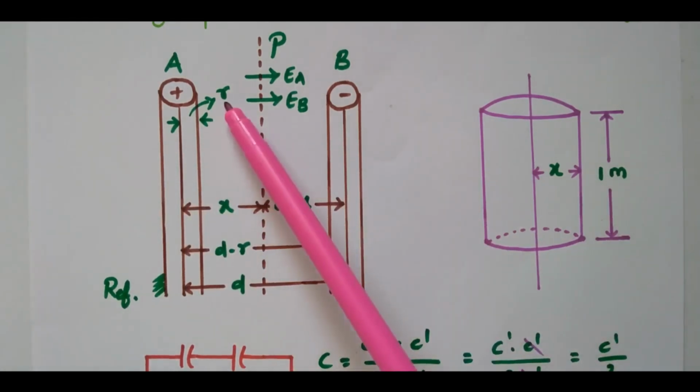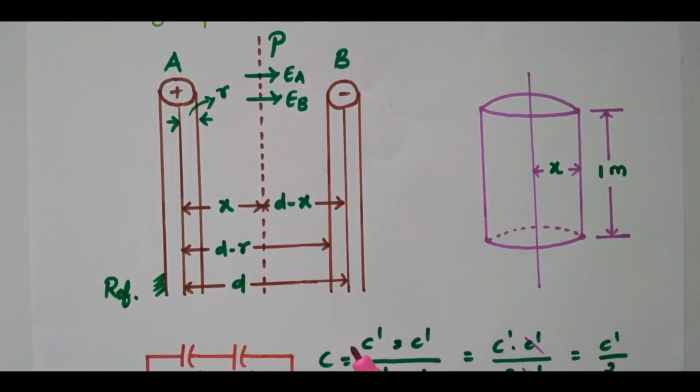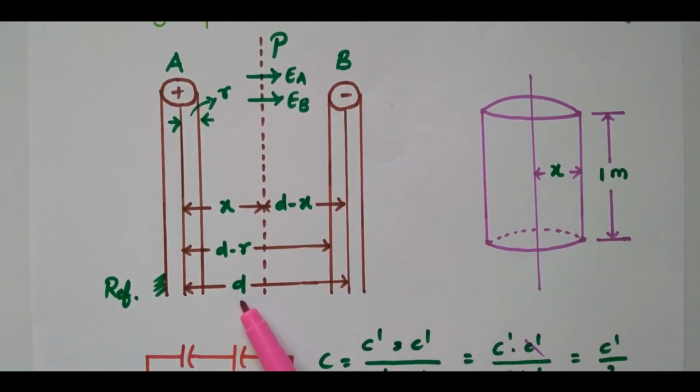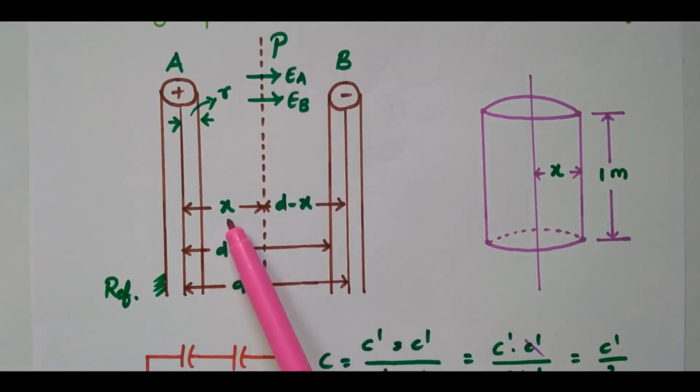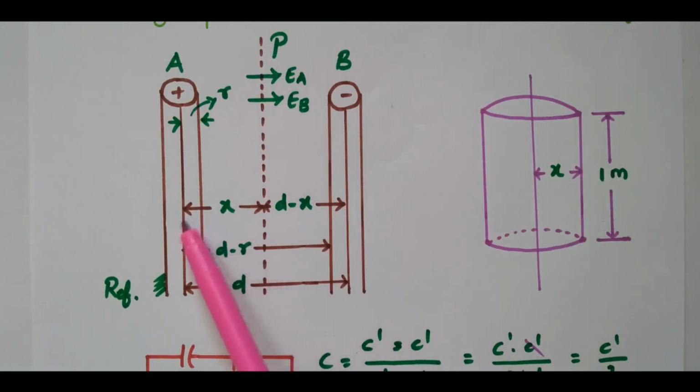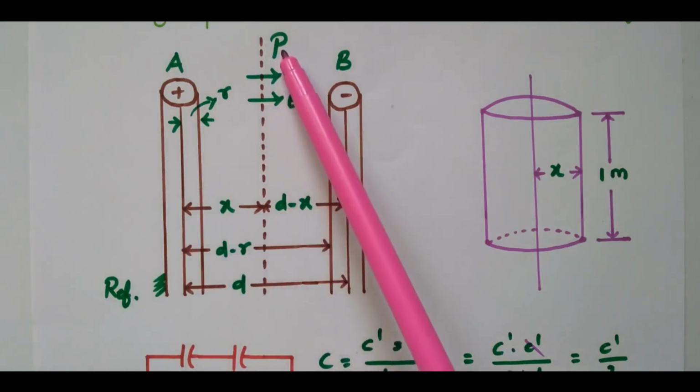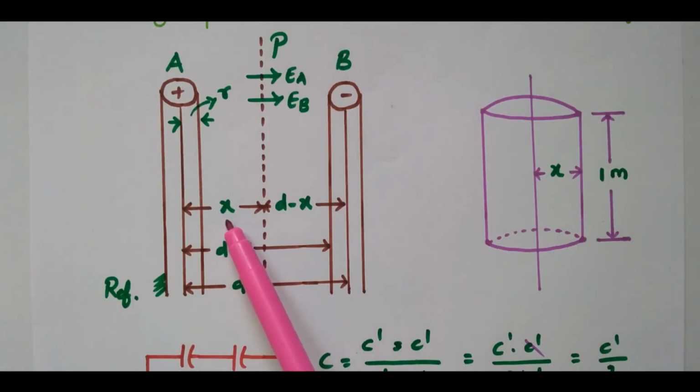The radius of each conductor is r meter. The center to center distance between the conductors is d meter, from the center of conductor A to the center of conductor B. The point P is located at a distance x meter from the center of conductor A.